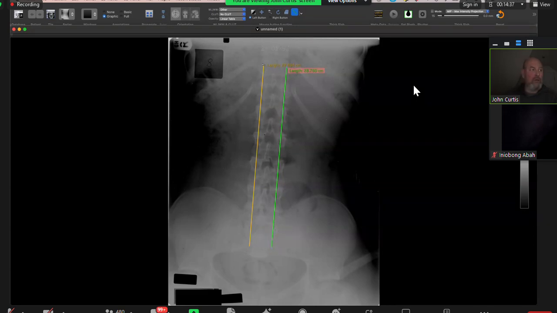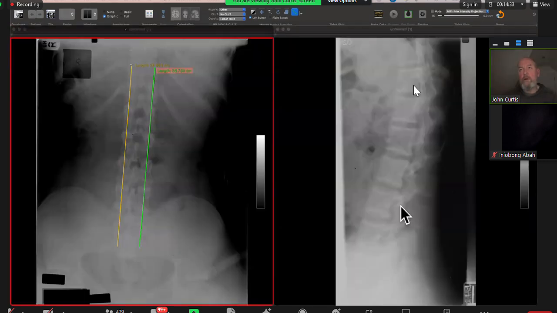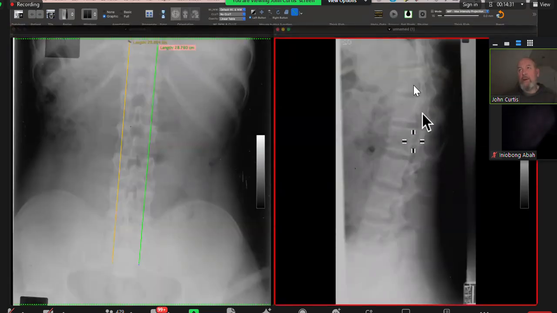You get lateral film. You get the posterior scalloping with spinal stenosis. I didn't show you this. The champagne glass pelvic inlet.